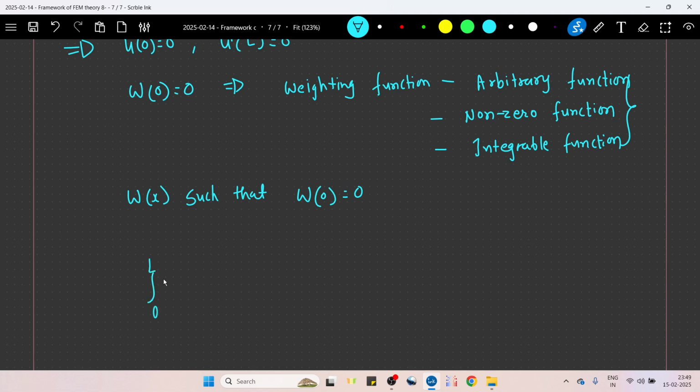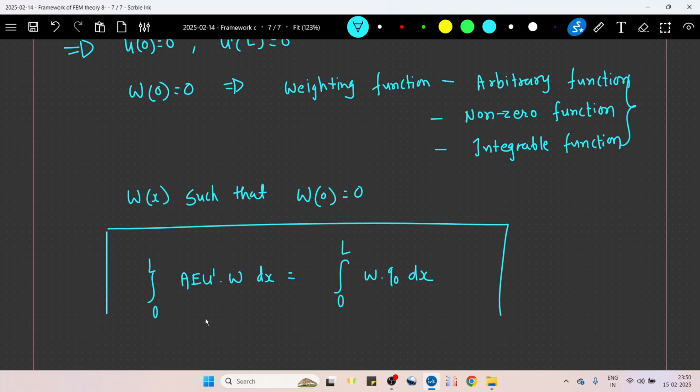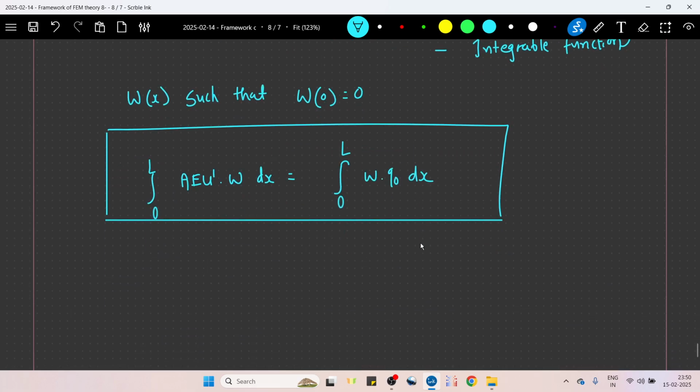So I will rewrite this form: the integral from 0 to L of a u dash w dx is equal to the integral from 0 to L of w q0 dx. Okay, so this is our weak form. This is our weak form.